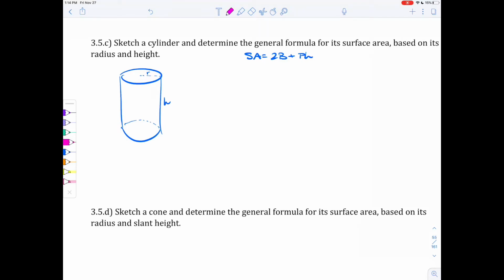In any case, for the base, that's the circular base, so it has an area of pi r squared. For the perimeter, that base is circular, so when we talk about the perimeter, we're talking about the circumference of a circle, which is 2 pi r. Putting those into this formula, 2 times the base, which is pi r squared, and we're adding our perimeter times the height. And right there is a formula for the surface area of a cylinder.